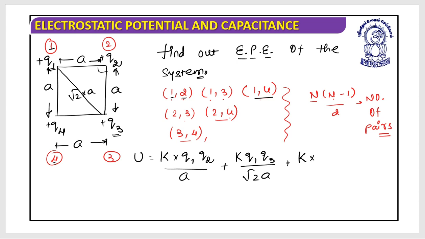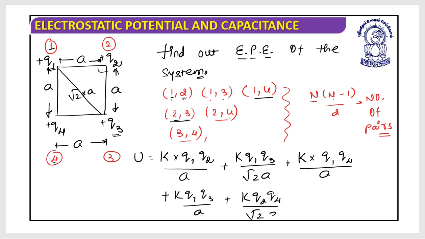Now the turn for 1 comma 4. This is 1, this is 4th, so what you are going to write is k multiplied by q1 multiplied by q4 divided by a, plus 2 comma 3, which is k q2 q3 divided by a. This has been done. 2 comma 4 is plus k q2 q4 divided by root 2 a, plus 3 comma 4, the last pair, is k q4 q3 divided by a.